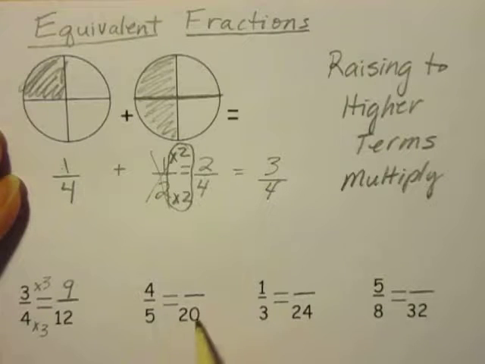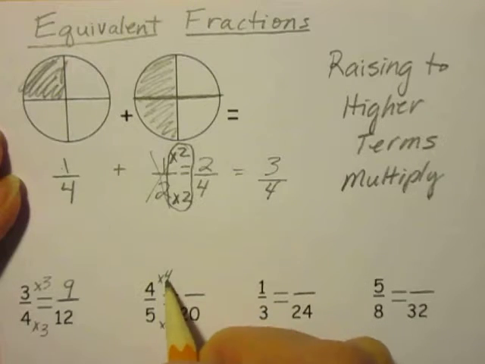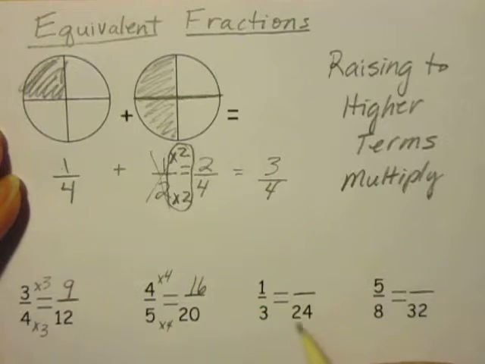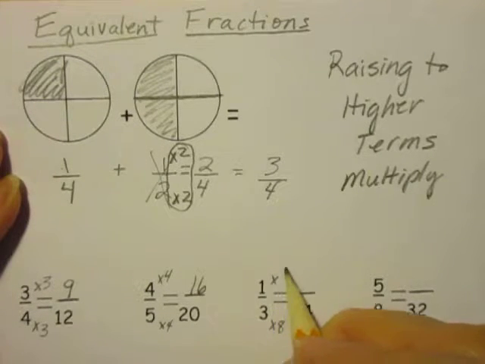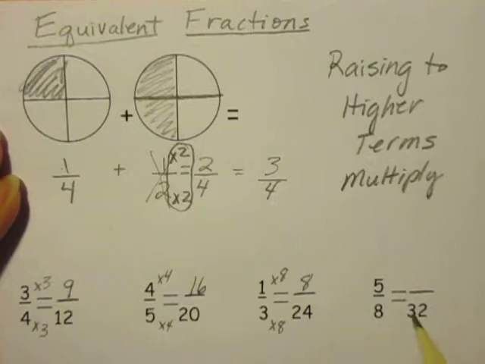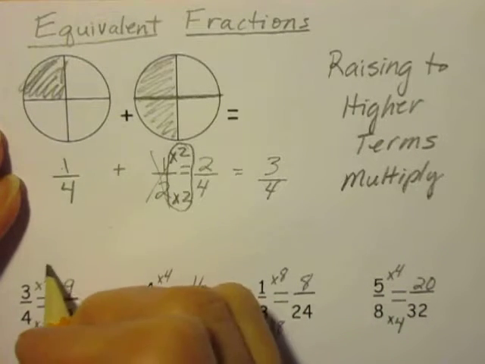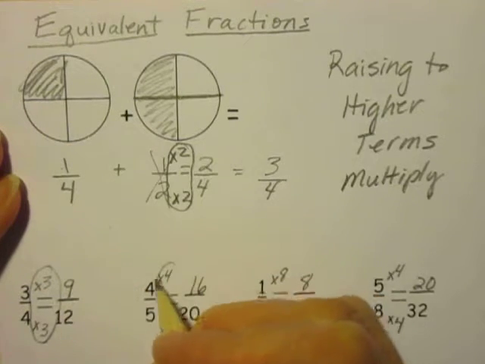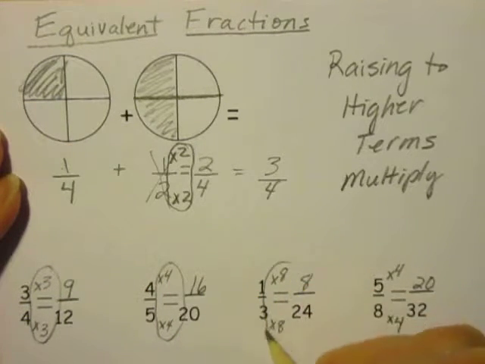4/5, and I need to rewrite it with a denominator of 20. So I have to ask, how did I get from 5 to 20? I multiplied by 4. So I'm going to do that with the numerator. From 1/3 to a denominator of 24, I would have to multiply by 8. So I'm going to do the same thing with the numerator. With the denominator, I multiplied by 8 by 4 to get to 32, so I'm going to have to do the same thing here. Okay, so again, this is the ticket in writing equivalent ratios.